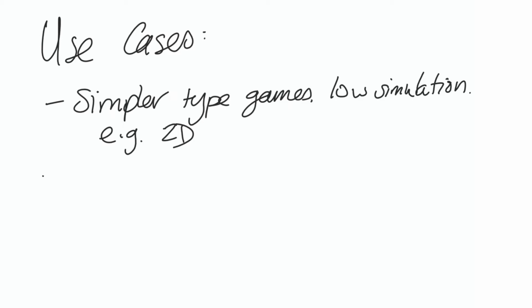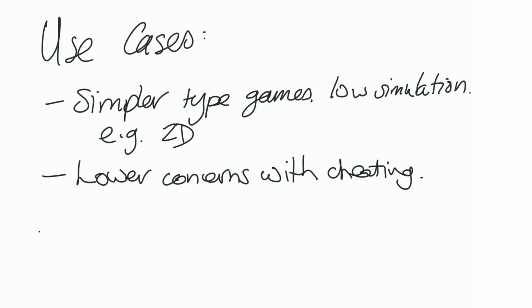So I'll give you some use cases I like to consider for this. First use case, as I said before, simpler type games, i.e. low simulation, for example, 2D type games would be a really good example. You might have lower concerns with cheating, for example, as well. That might be another one. Although that being said, you could put some processes in place inside your relay server to combat cheating as well, which is also super nice.